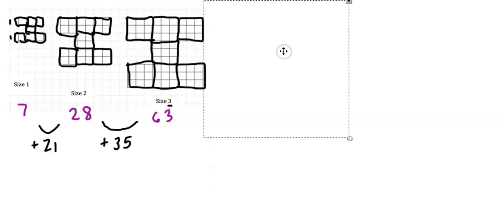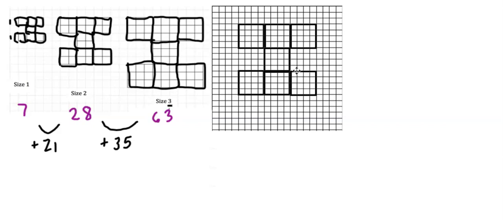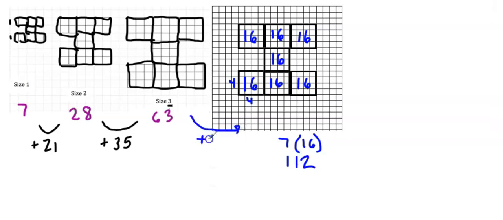So when I create my next one, I need to have 7 squares that have a length and width of 4 units. So I have the area of each one, so that one has 16 blocks, and I have 7 groups of those. So to figure out how many blocks there are, I'll do 7 times 16 and get 112. And I notice that when I go from 63 to 112, I'm adding 49.